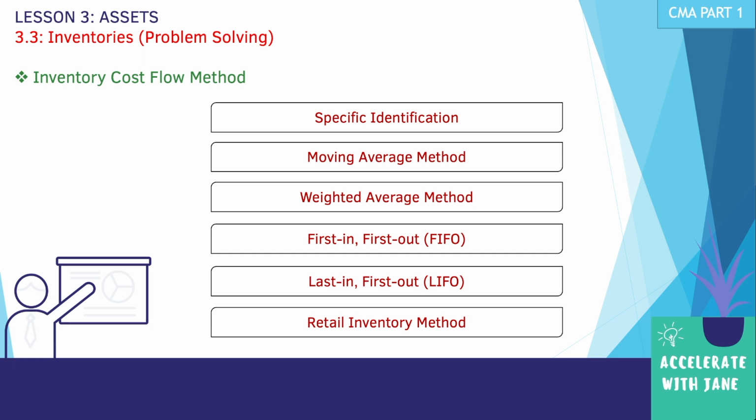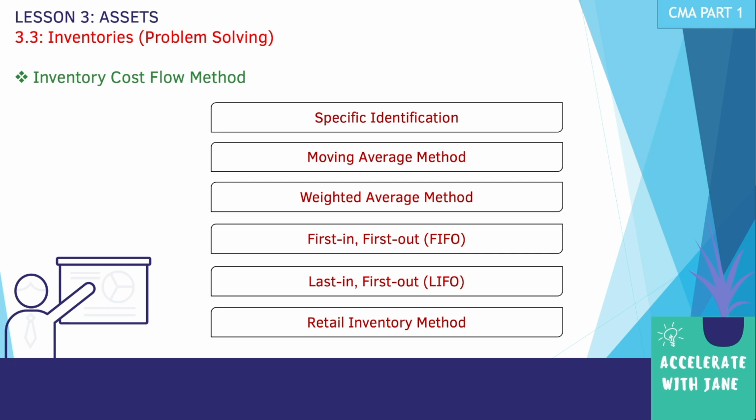On the other hand, the weighted average method applies to the periodic inventory accounting system. So the average cost here is determined only at the end of the period. What we do here is add the cost of beginning inventory and the cost of purchases during the period, and then divide this by the total units of inventory available for sale during the period. And then we get the weighted average cost per unit.